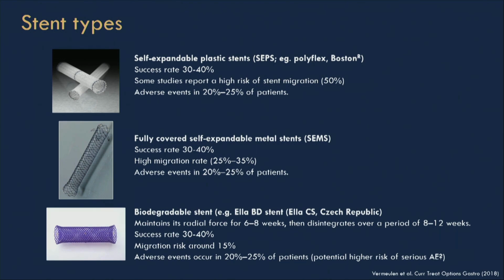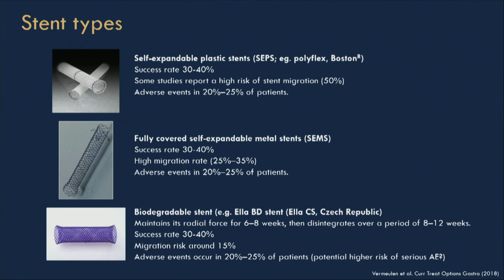Fully covered self-expandable metal stents also have a similar success rate. They still have a high migration rate if you don't do anything to overcome or to prevent this migration. It is seen in 25 to 35% of the patients. And you see adverse events also in 20 to 25%.